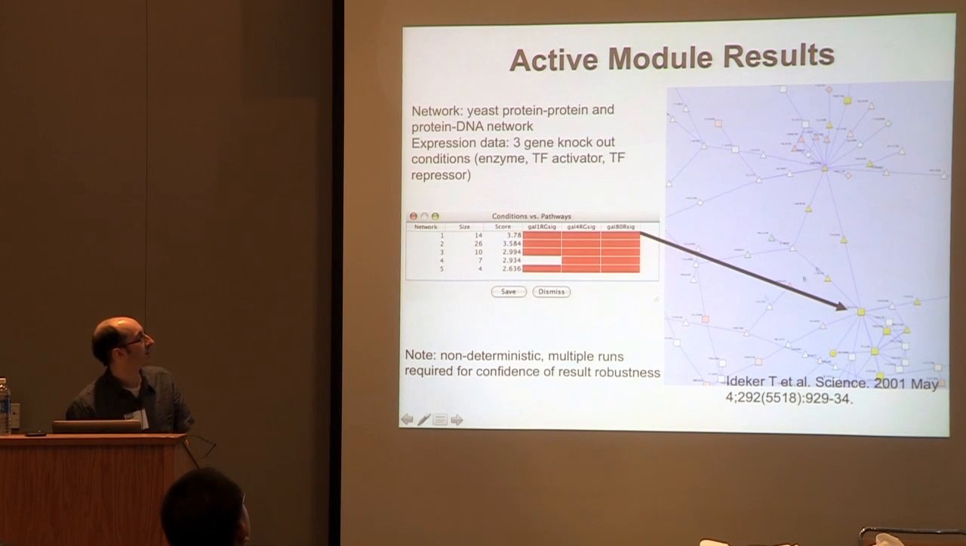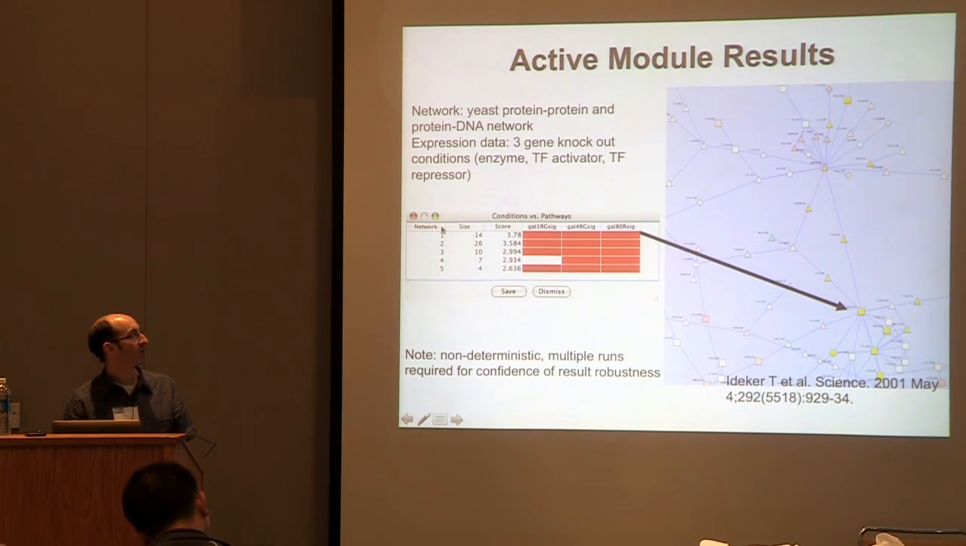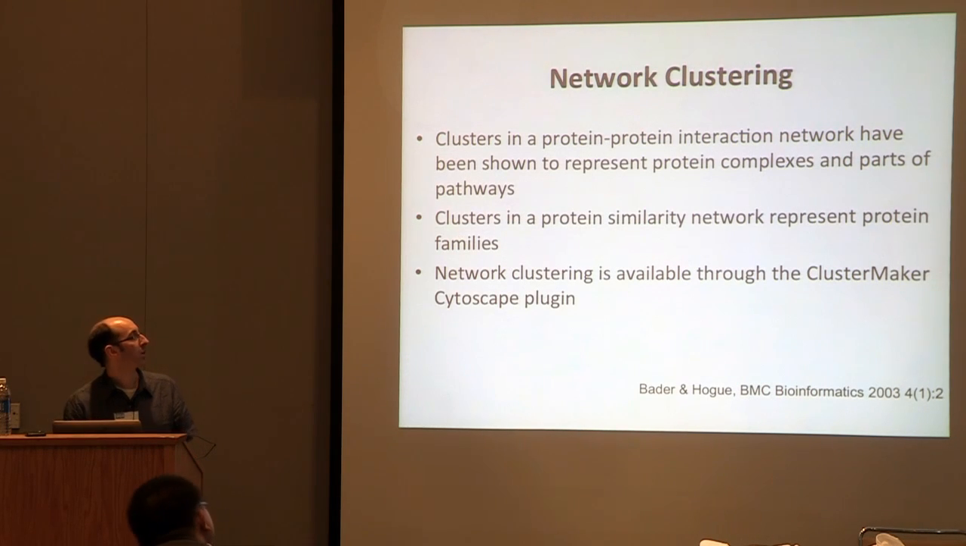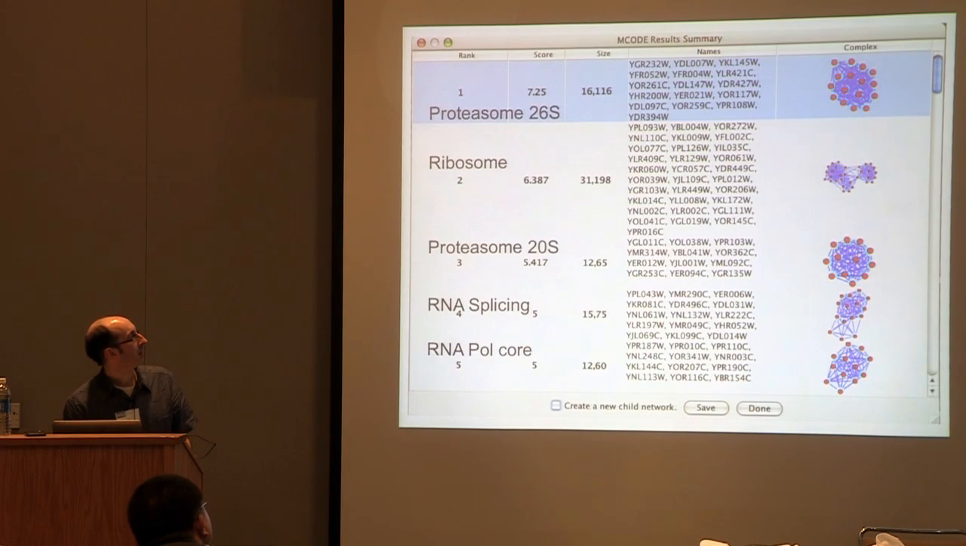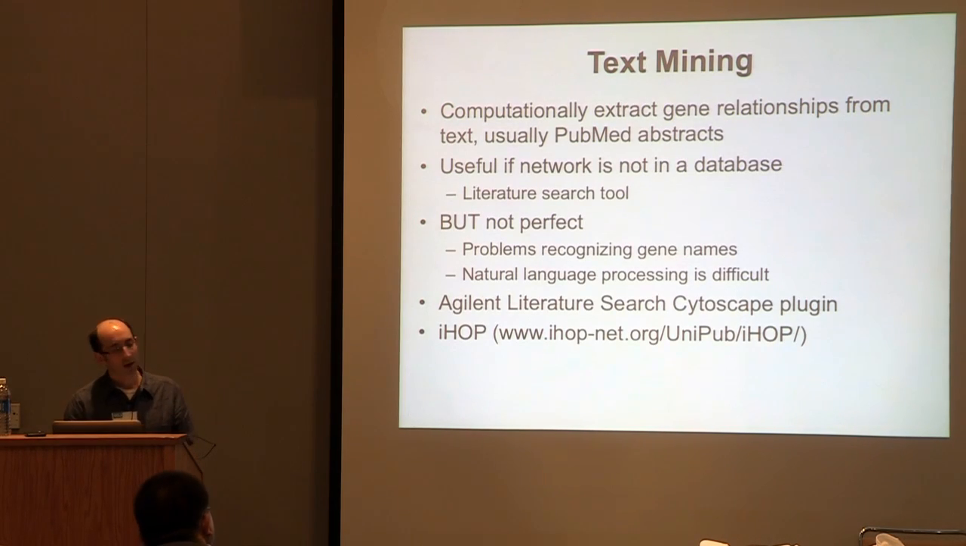You can just run this analysis and it will highlight some modules, and if you click on them, it will select all the nodes that are in that module. So basically, this module that it highlights, in this case, is differentially expressed in these three conditions, and it gets the highest score of all the modules in the network. So I mentioned network clustering, Cluster Maker. I think I'll skip that because we've talked about it before.